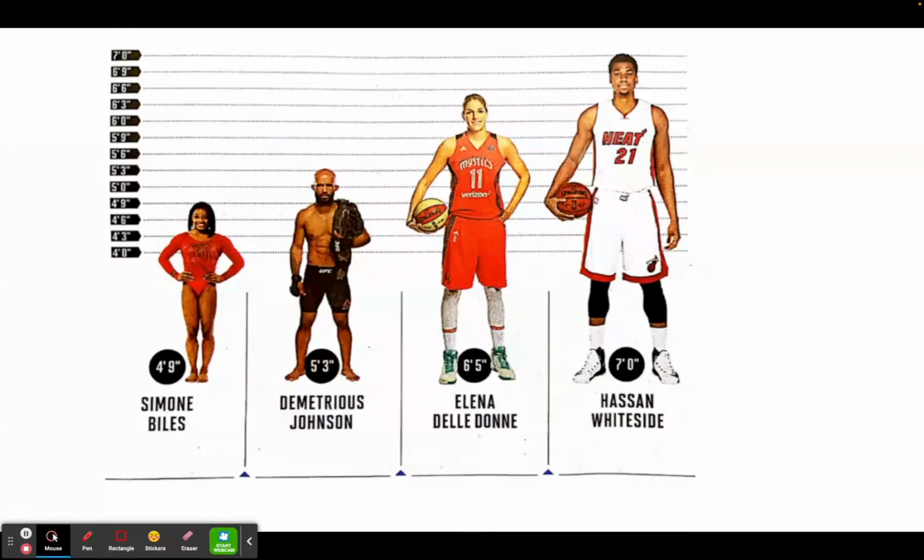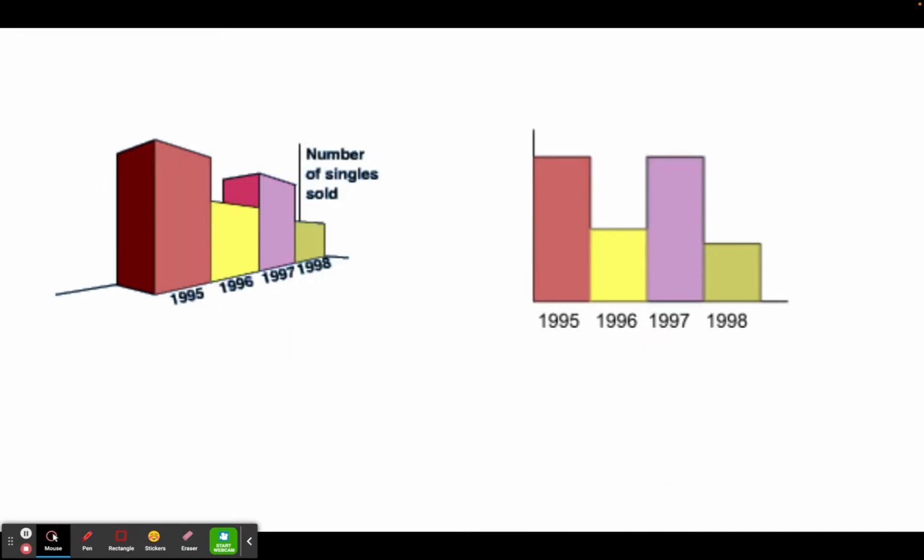Now, because they're using people here, essentially making, again, a pictograph, it looks like the basketball players take up quite a bit more area on this graph than Simone Biles does. So again, it would be better to maybe just make a plain bar graph instead of using people as pictures.